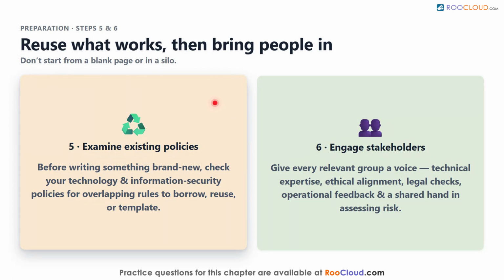The fifth step is to examine your existing technology and information security policies. Because before writing something brand new, you should check for overlapping rules you can borrow, reuse, or use as a template.